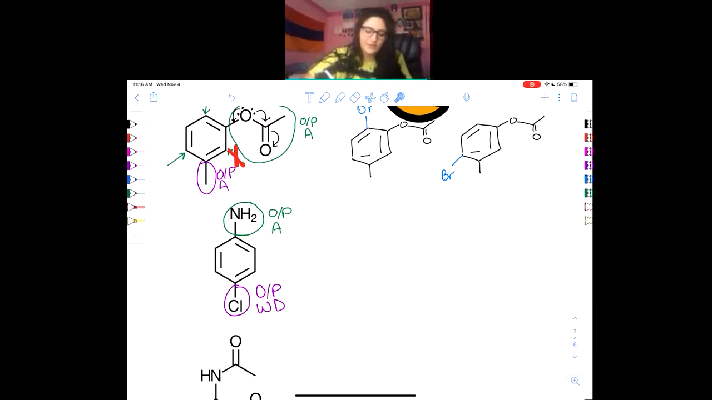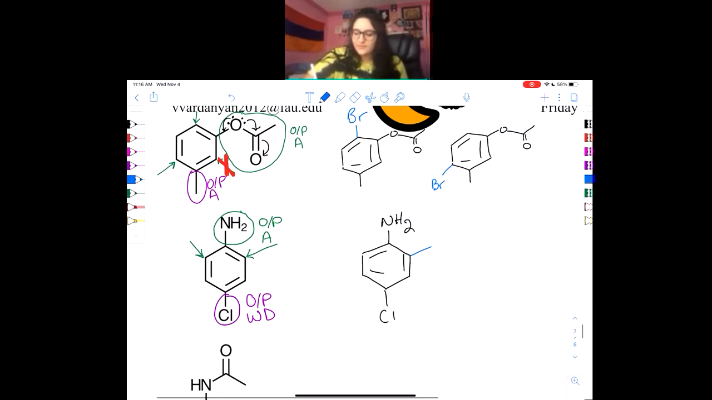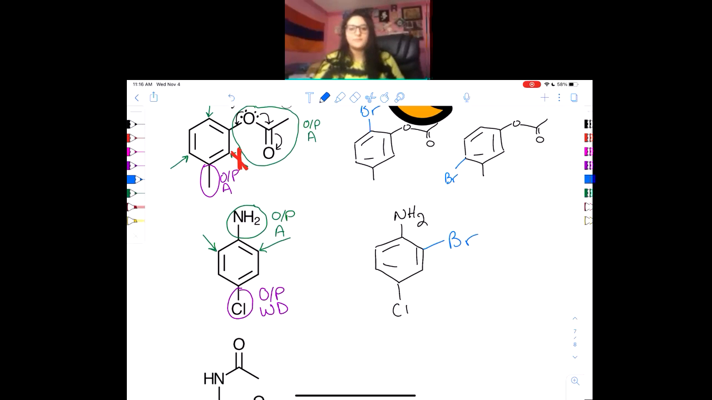Green, exactly. Okay, so compared to the green, we have ortho and para, but para is already taken. So our only possible answer is going to be substituted at the ortho position. Sorry, I blinked for a second. Ta-da! And we know that it could have been attached to the other side. I just don't want to draw both. But this would be your final product.